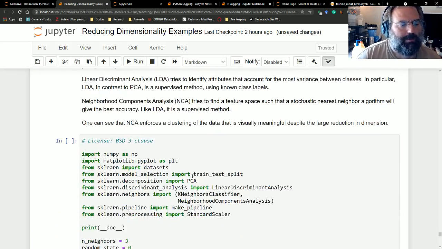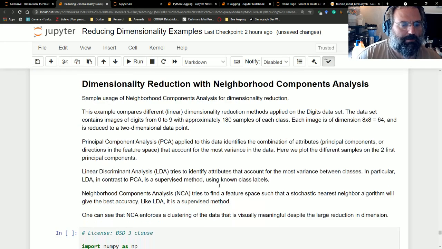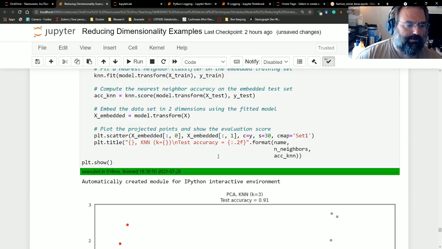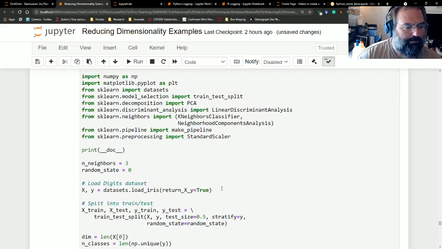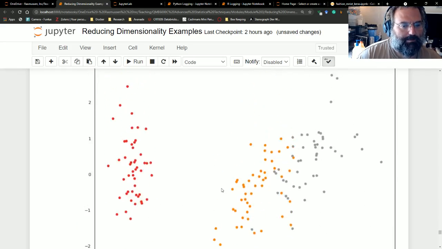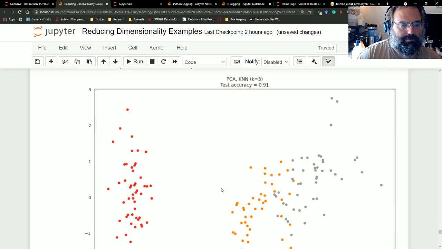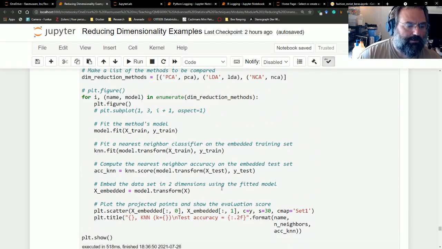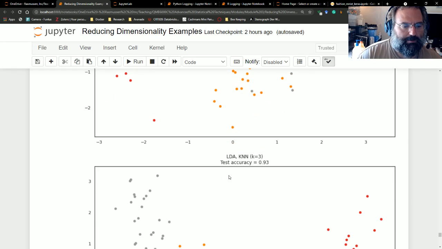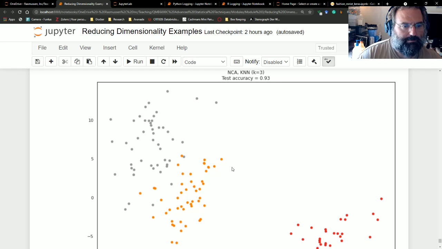So the last one is around dimension reduction with k-nearest neighbors. K-nearest neighbors, I'm sure you've done before. Nothing terribly exciting, but it is interesting to think of it in terms of reducing the number of dimensions. So this is Iris again, and it's about trying it with different algorithms. So k-nearest neighbors combined with things like PCA, LDA, and that one's actually pretty good there, and k-nearest neighbors.